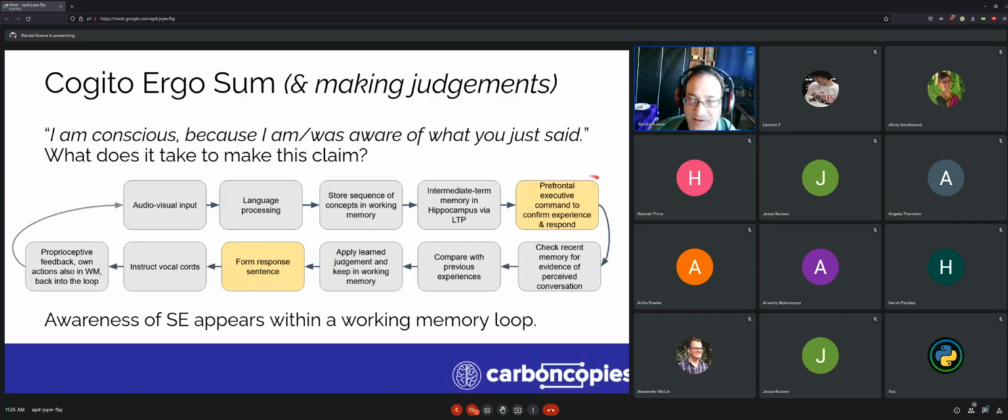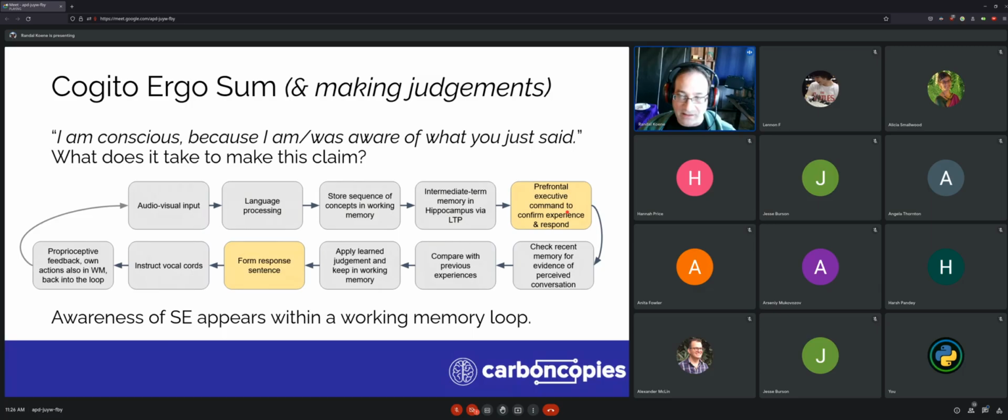So there is some reason why a person would say, I am conscious because I was aware of what you just said. There's a reason why they decided to say that to someone. So there is some maybe pre-existing plan, or something that was going on in the situation, in that context, in the conversation, maybe because they were talking about, well, what is consciousness? And then they say, well, I'm conscious because I was aware of what you just said. They were in that context. So their prefrontal cortex had a plan. There is an executive command that comes along that they want to confirm that they just had a conscious experience and they want to respond about it.